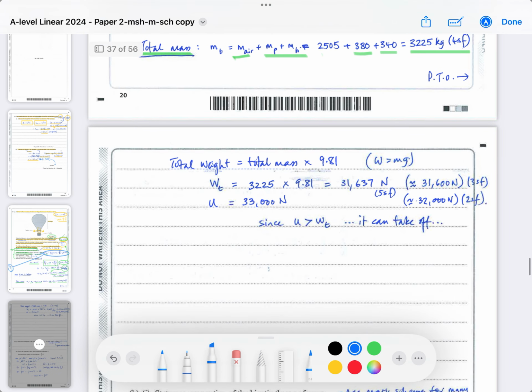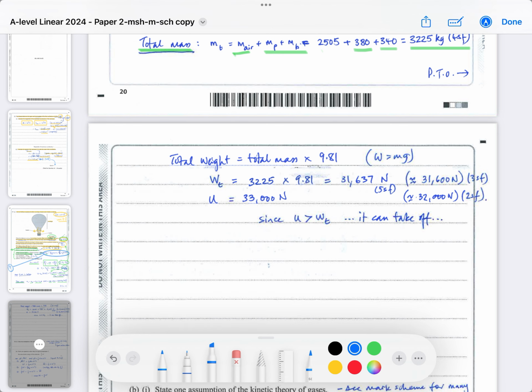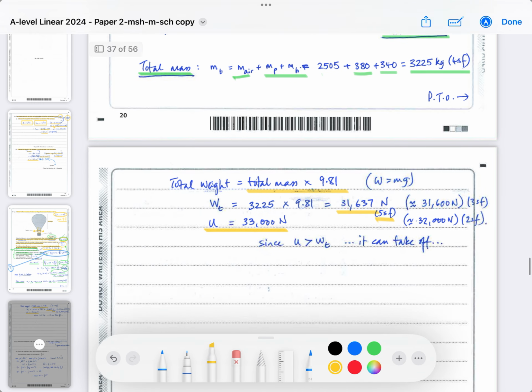All right, so then we go to the next page and we get the total weight, because we know the total mass. So we multiply the total mass by 9.81. Okay. W equals mg. So you just multiply by 9.81. You get 31,637 newtons to 5 significant figures. And the upthrust is 33,000 newtons. Okay? How did we get the upthrust?